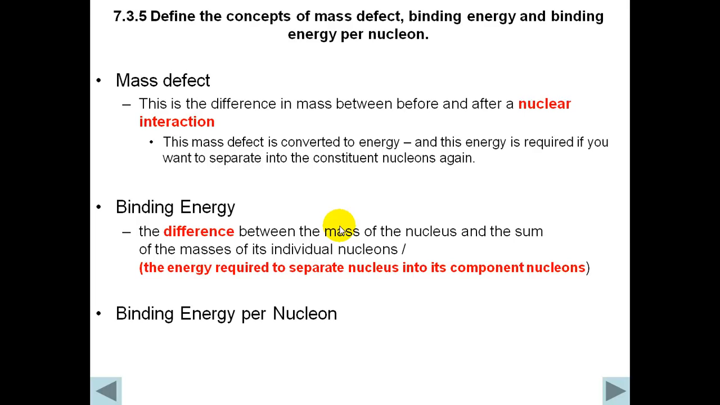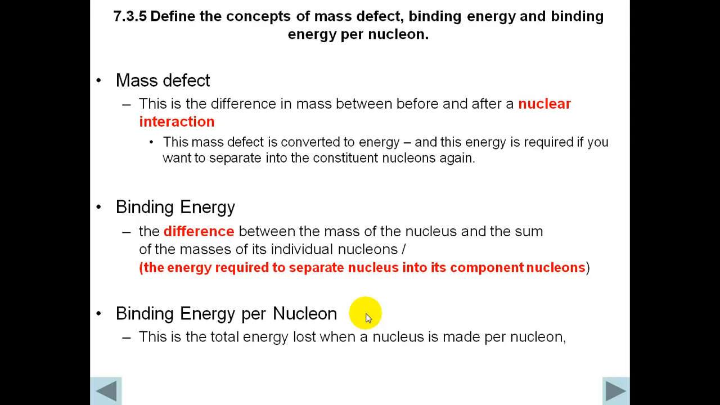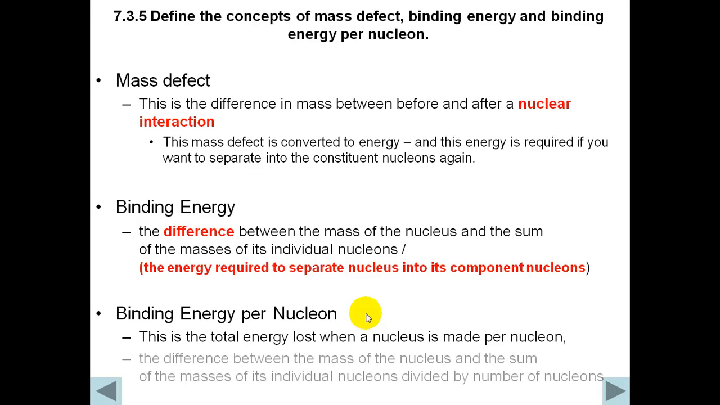And the most useful factor is not the total binding energy, but if we divide by the number of nucleons, this gives the binding energy per nucleon. So this is the total energy released when a nucleus is made, per nucleon. In other words, it's the difference between the mass of the nucleus and the sum of the masses of its individual nucleons divided by the number of nucleons.